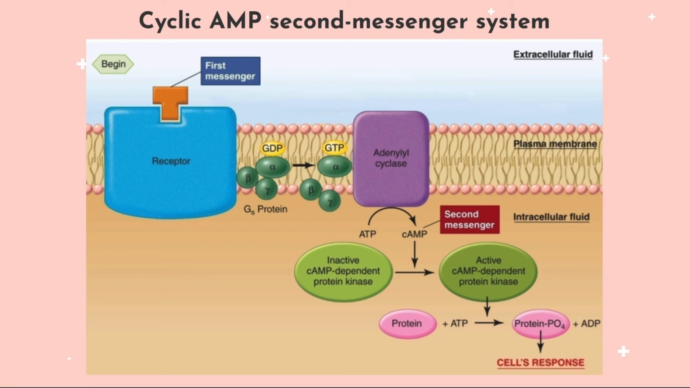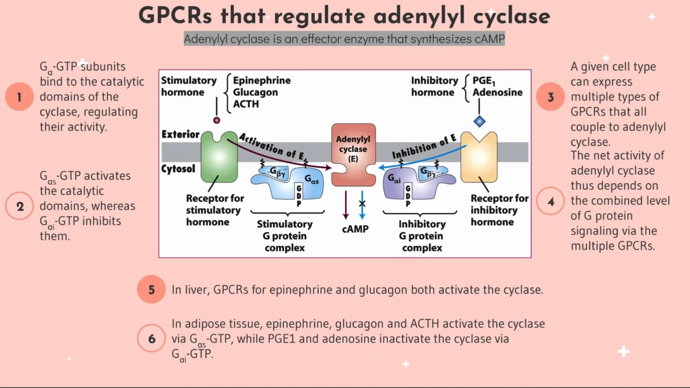This is the cyclic AMP second messenger system. This diagram shows that GPCRs regulate adenyl cyclase by using an inhibitor in order to control the amount of cAMP produced.